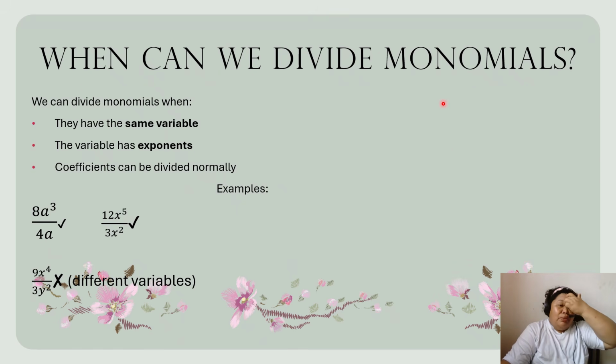When can we divide monomials? We can divide monomials when they have the same variable and the variable has exponents, and the coefficients can be divided normally. So for example, we have 8a cubed over 4a, 12a to the fifth power over 3a squared. And we have here 9x to the fourth and 3y squared. This cannot be divided because they have different variables.